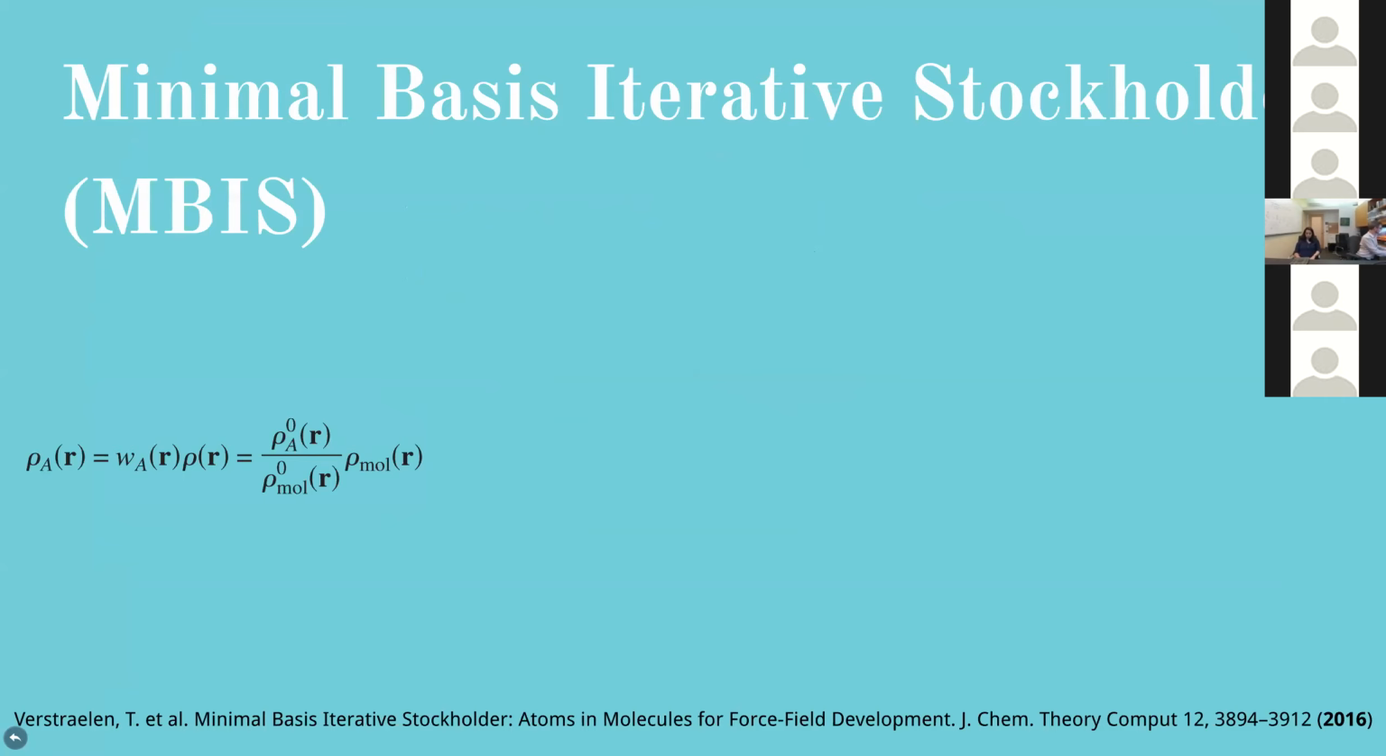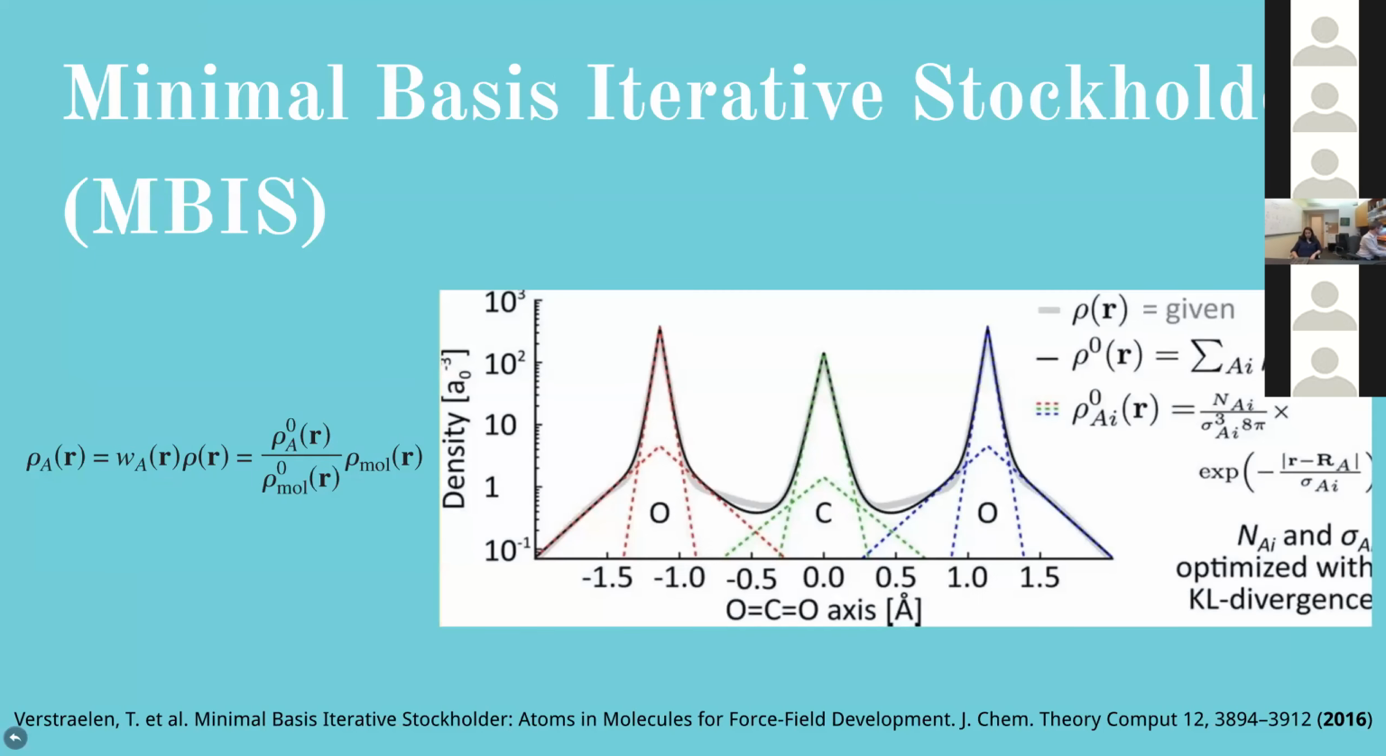So it's the same formula I showed you before. Again, you have a certain weight with which you multiply the molecular electron density to get the atomic density, and then you get the atomic charges. And how it works is basically shown over here.